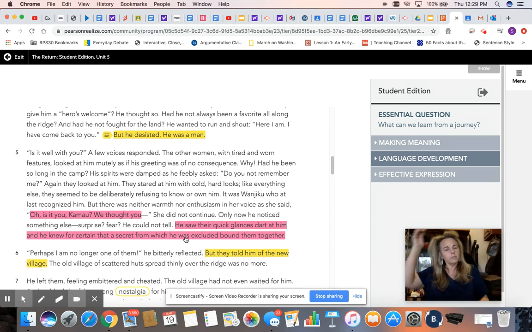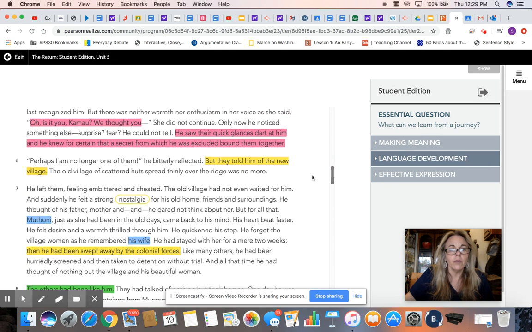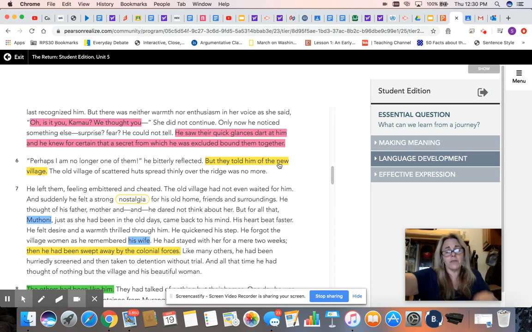Okay, now they told him of the new village. So the word new indicates that the village has changed. Okay, so we have a lot of changing going on here. This is probably true too for him. In the beginning of the story, he says, "I hope the river recognizes me because I've changed. The village has changed." So this indicates that he was gone a significant amount of time. And because he was gone for so long, a lot has happened.